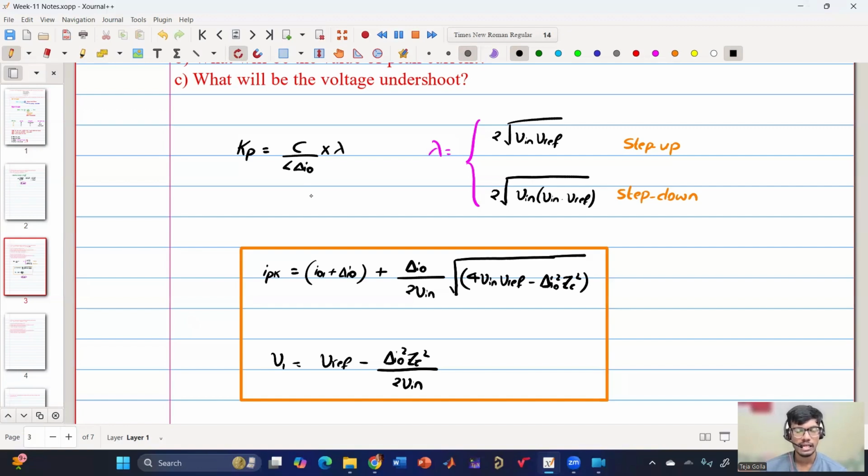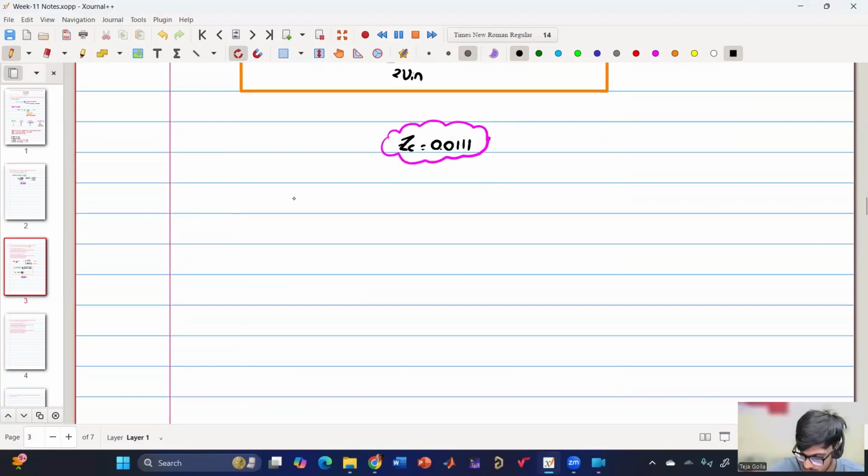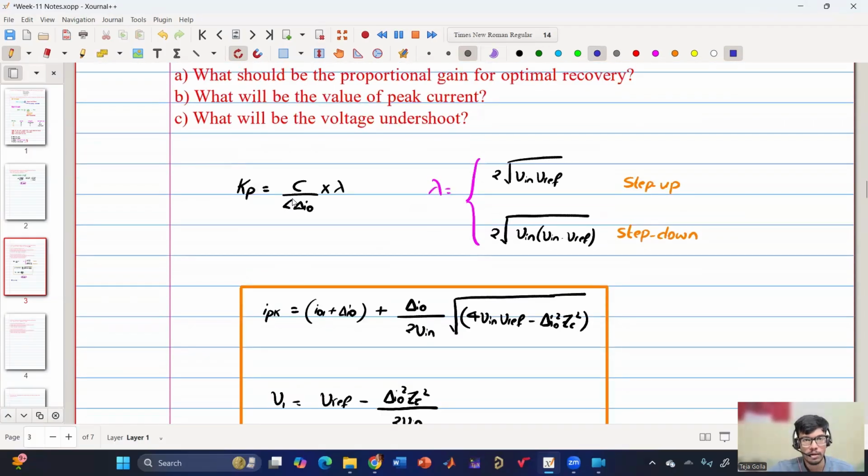So has anyone calculated KP for part 1? Part 1 is delta I naught. First we are solving the A part, which says delta I naught is 10 amperes. For this case, what will be the KP, the optimal proportional gain? If anyone has calculated, please mention it in the chat box, then I'll start solving.